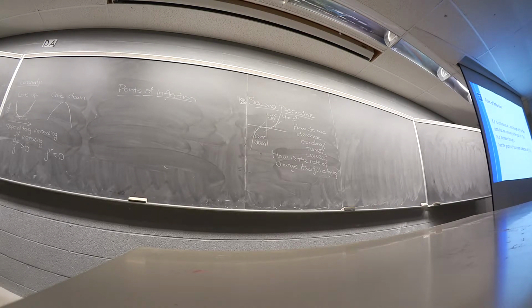Okay, so if f is continuous at c, and the sign of the second derivative flips, positive to negative or negative to positive, and thus the concavity flips from up to down or down to up as we go through c, then we have a point of inflection at c, okay?